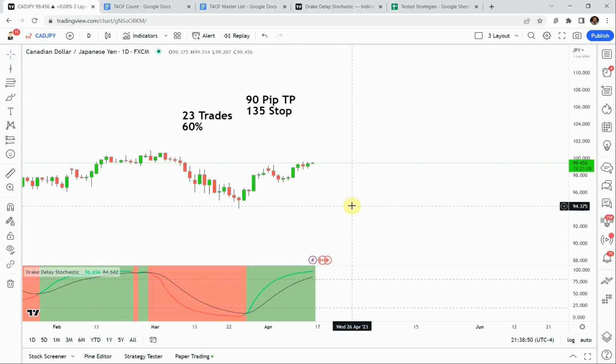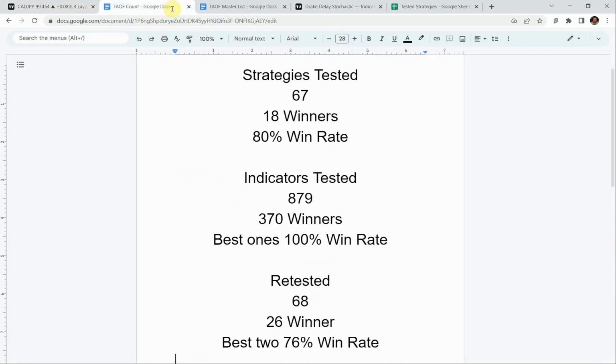Alright, as I said, today we will be looking at an advanced testing of the Drake delay stochastic indicator. Before we do though, I wanted to put the testing scoreboard up for everyone to see. So to date, we have tested a total of 67 different strategies, with 18 of them being profitable. The best one so far was able to achieve an 80% win rate. That would be the trading strategy we have developed here on the channel.